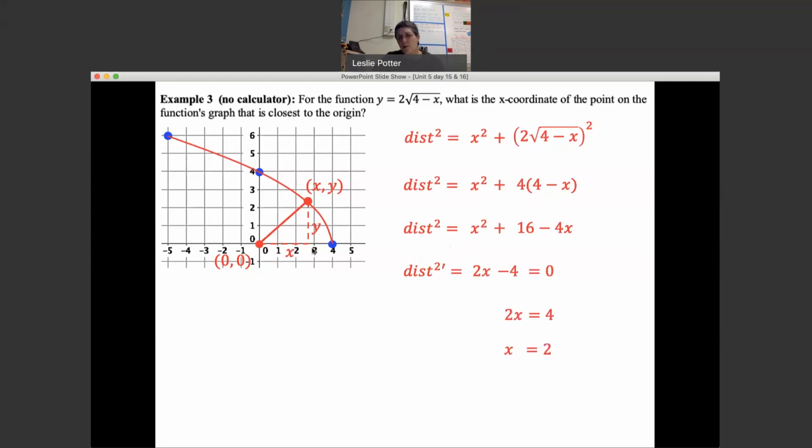So when x is equal to 2, we are the closest, so it must be this location here. That puts us at the closest point to the origin.